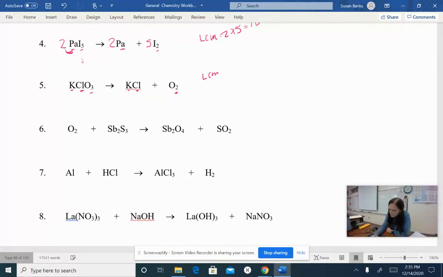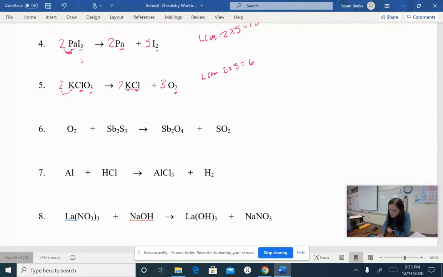What's my least common multiple between 2 and 3? Isn't it 6? Okay, so what do I need to multiply 3 by to get 6? Did you say 2? And what do I need to multiply 2 by to get 6? Did you say 3? So notice this now gives me 2 potassiums.